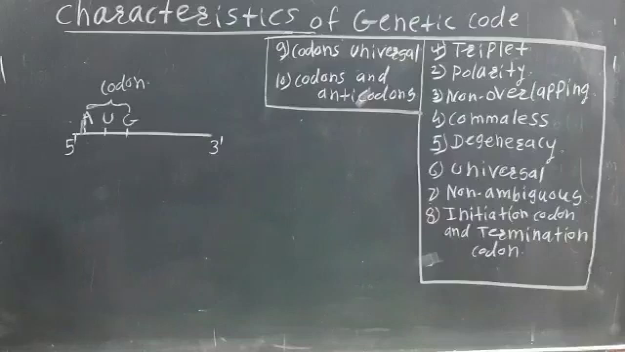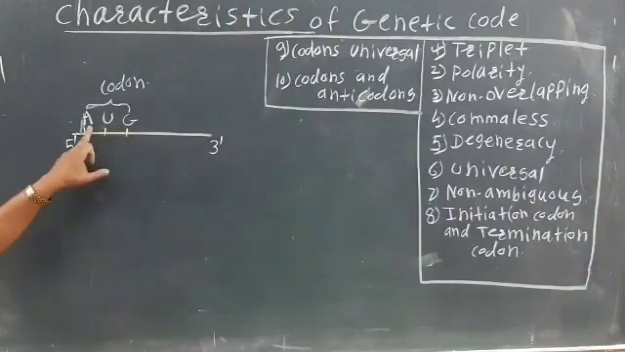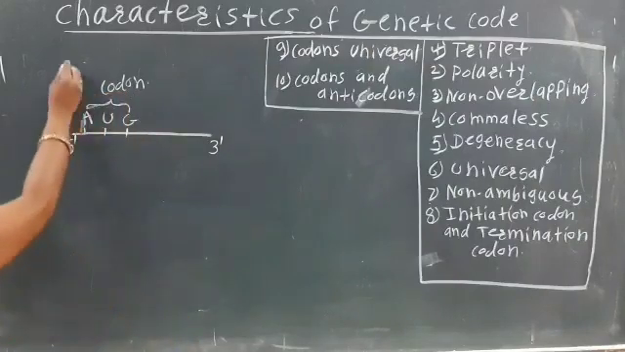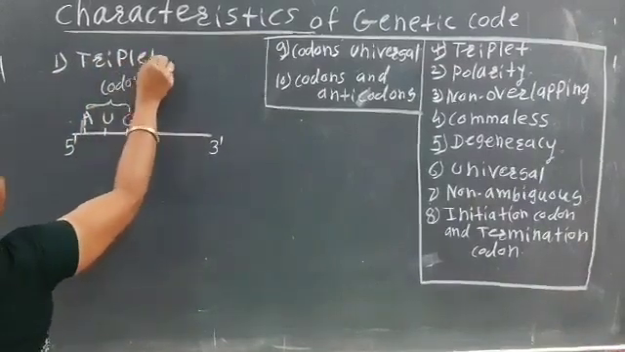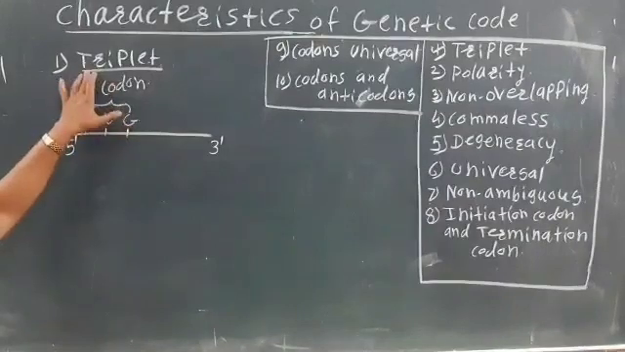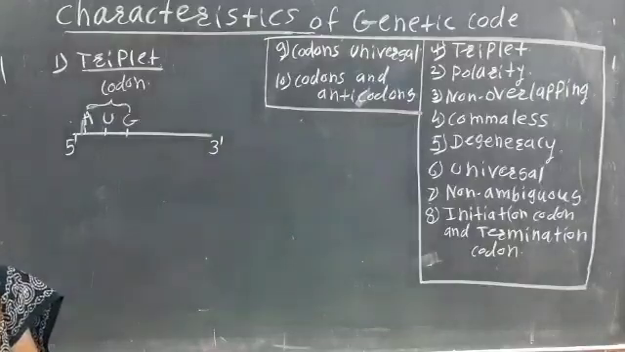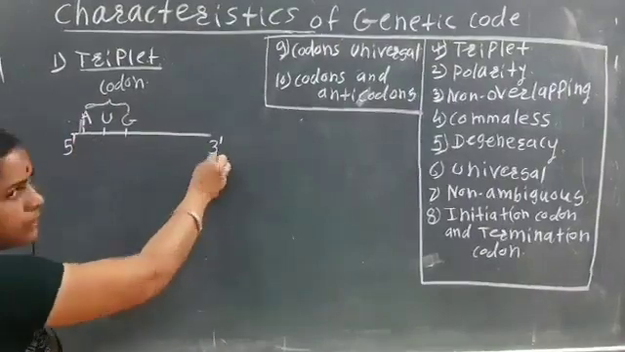Let's come to the codon. The codons are always in triplet form, that is 3 successive nucleotides. म्हणजे 3 successive nucleotide मिळून एक codon तयार होतो. So the first characteristic is that the codons are in triplet form, the genetic code is always triplet. And this genetic code is read from the 5' end to the 3' end.